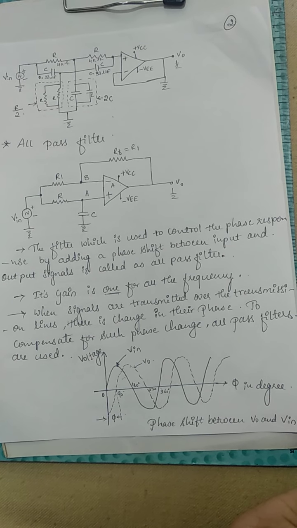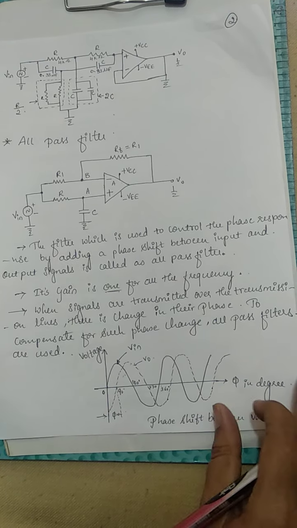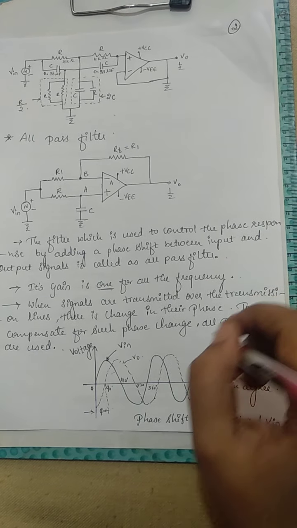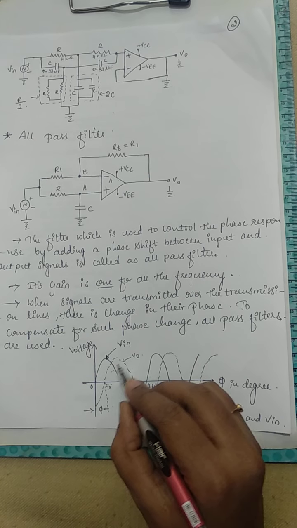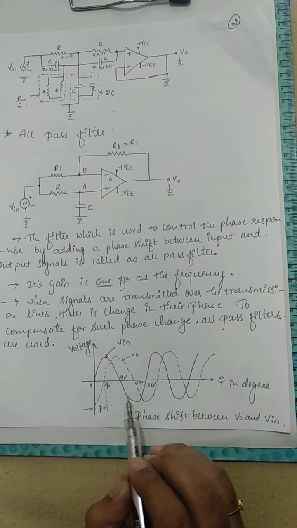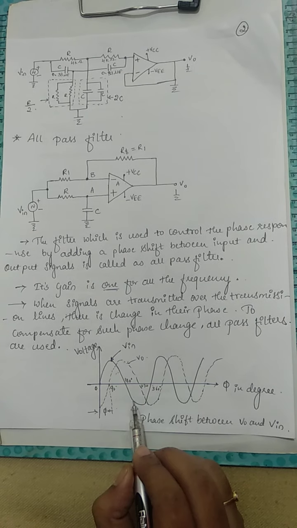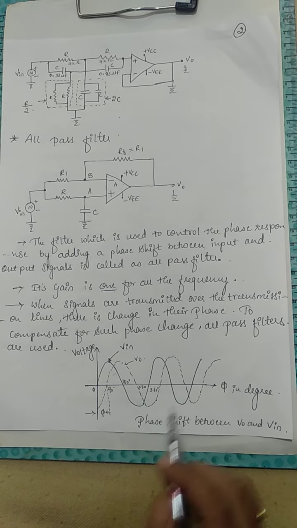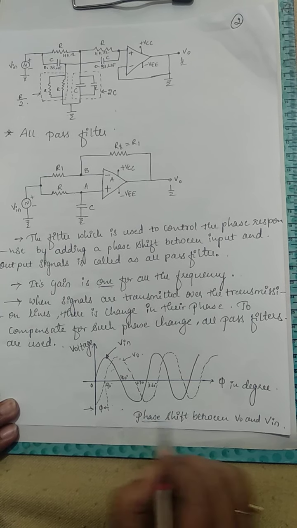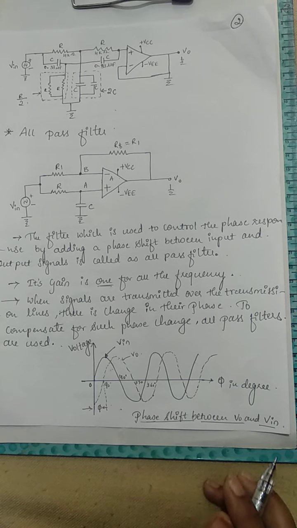What is the all pass filter? The all pass filter is used to control the phase response by adding a phase shift between the input and output signals. It is called the all pass filter. So this is the phase shift between V out and V in.